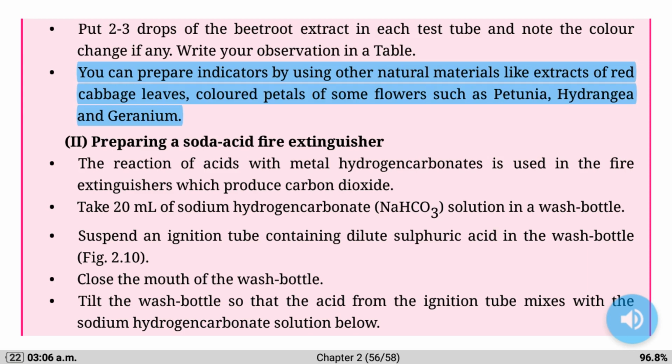You can prepare indicators by using other natural materials like extracts of red cabbage leaves, colored petals of some flowers such as petunia, hydrangea and geranium.